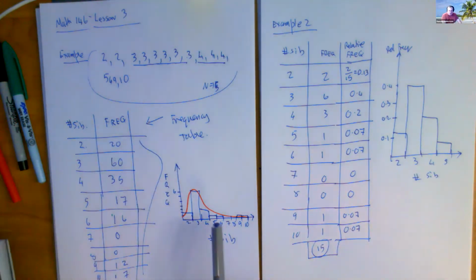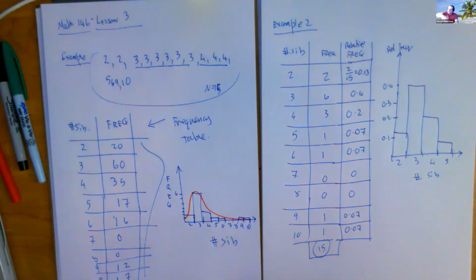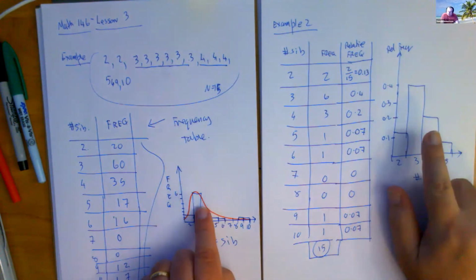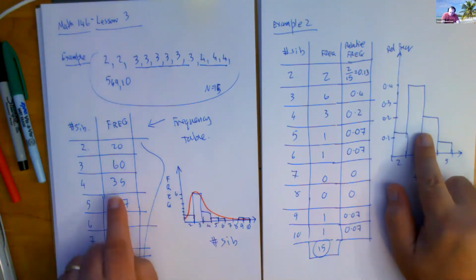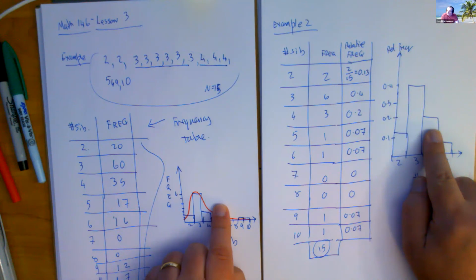If you look at this picture and you look at that picture, shouldn't they look the same shape, maybe different heights, but the same up and down shape? Because aren't they really showing you the same information? One is raw data and the other in terms of relative frequencies.